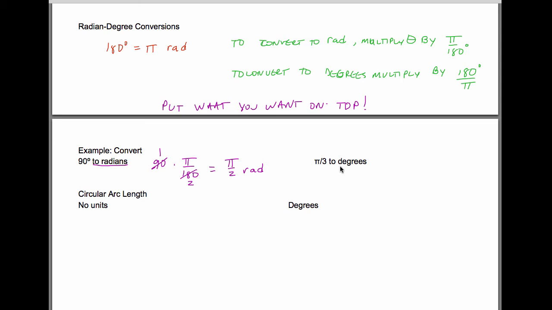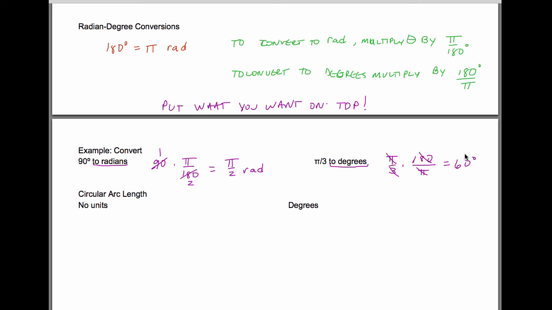And if I'm going to degrees, I'm going to take my pi over 3, it helps to write it as a fraction here instead of a slash, I think. I'm going to multiply by 180 over pi. My pi's cancel, this cancels, and 180 divided by 3 is equal to 60 degrees. That's all there is to it, guys.